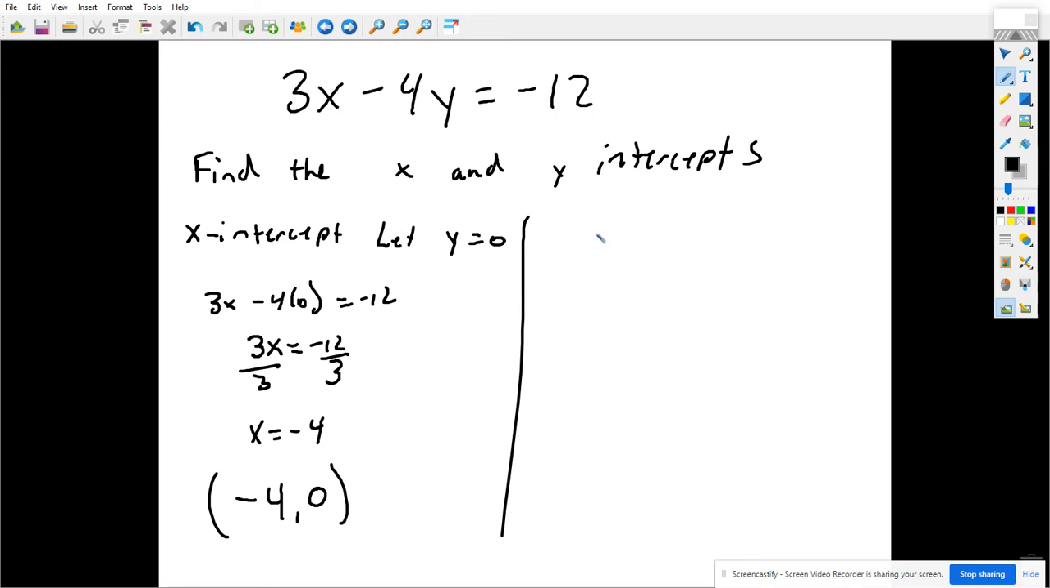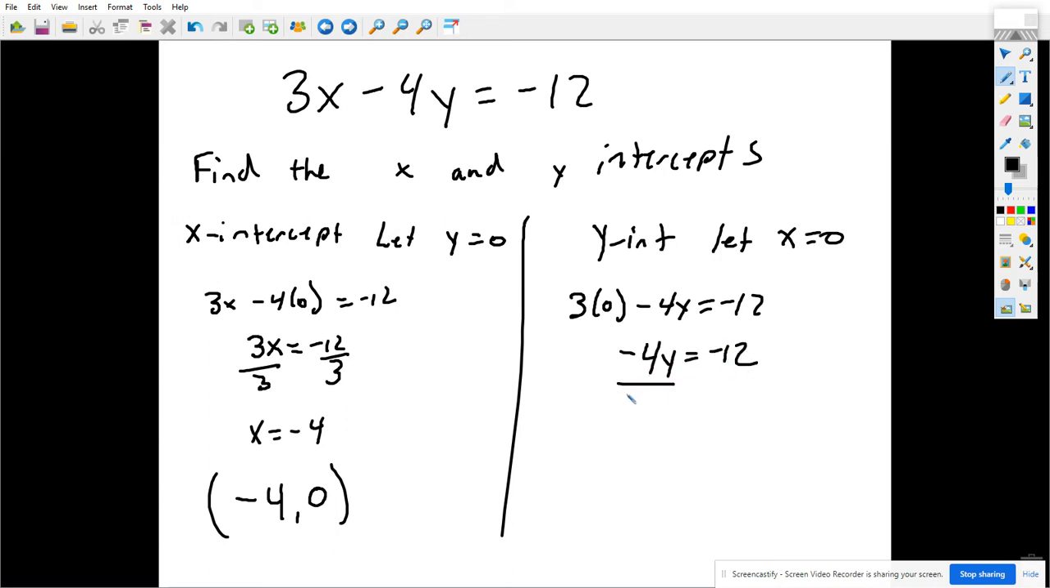Then if I ask you to find the y-intercept, we're going to let x equal 0. So again, 3 times 0 minus 4y equals negative 12. Pay attention to your signs. The 3 times 0 would cancel. That negative does not cancel, so it would be negative 4y equals negative 12. I divide both sides by negative 4, and you get y equals 3. So this ordered pair would be 0, comma 3.